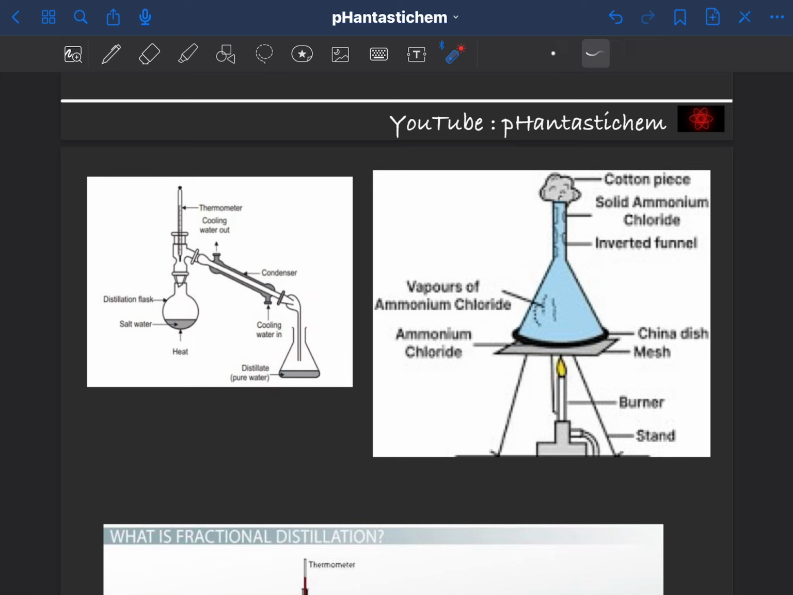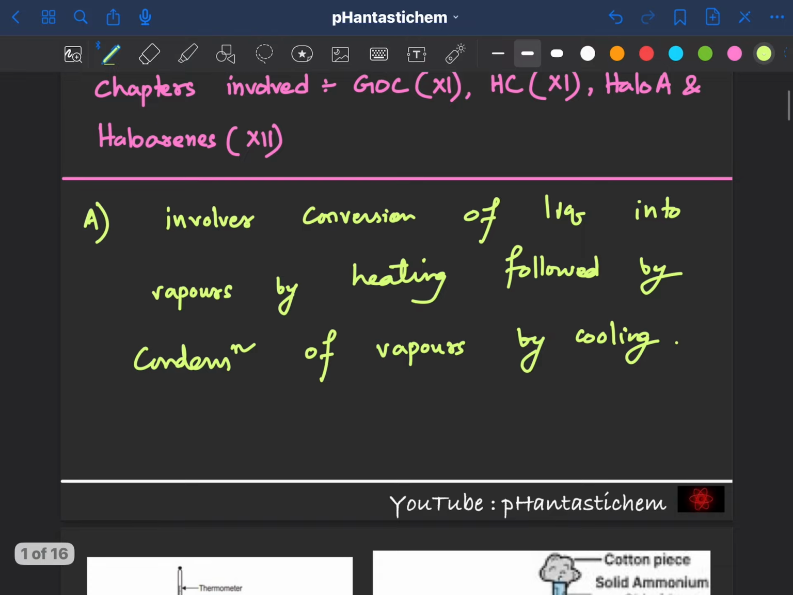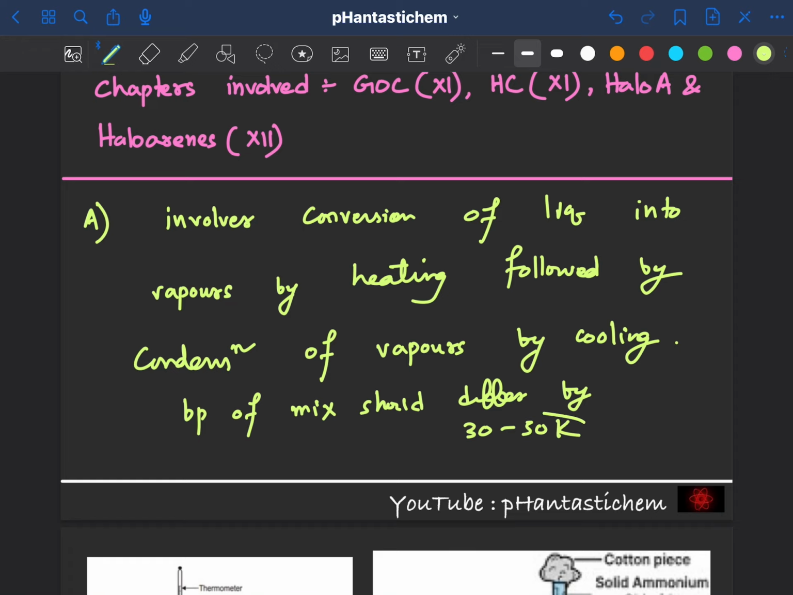The only thing we have to be careful about is that simple distillation is used for separation and purification of a mixture of two or more miscible organic liquids, provided their boiling point difference is a good amount, at least 30 to 50 Kelvin. So that's the point I will write down: the boiling points of the mixture should differ by 30 to 50 Kelvin. This is the catch here.